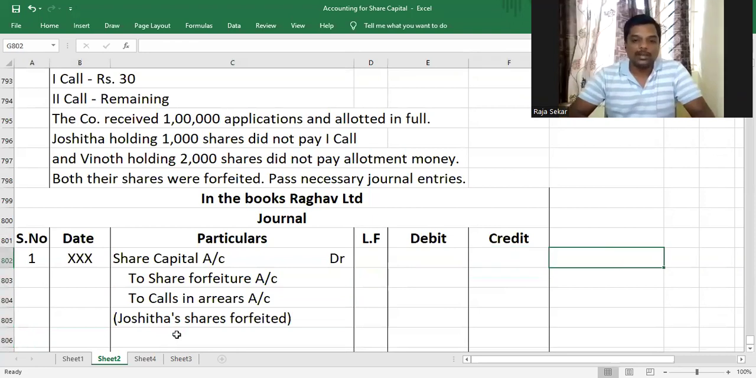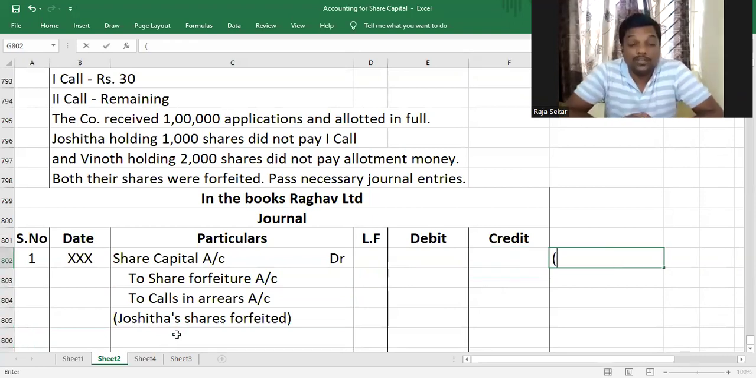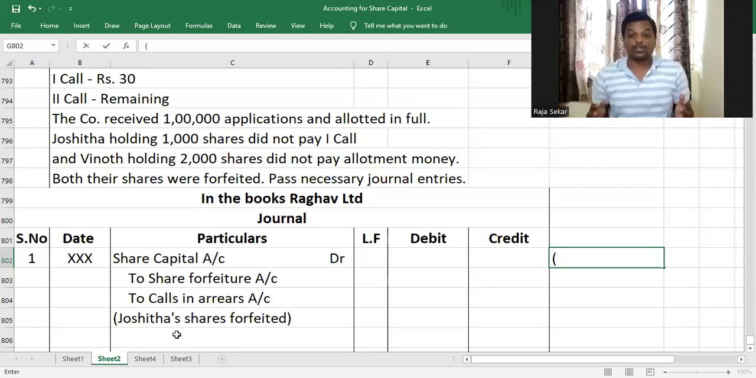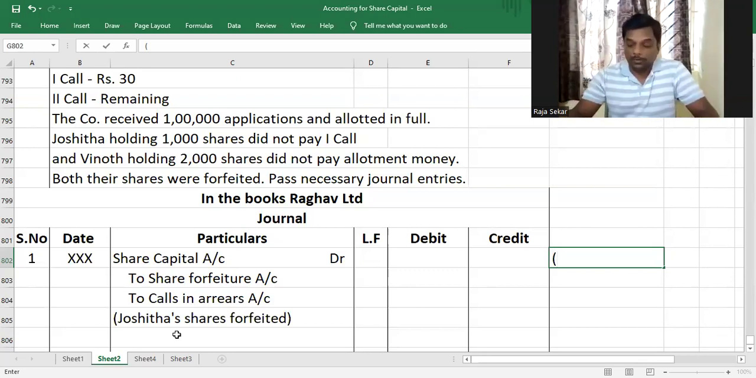So what amount will share capital account be debited with? It is the called up value into number of shares forfeited. Now in this question, they have not told when Joshita's shares were forfeited or when Vinod's shares were forfeited. You got to assume that they were forfeited after making all the calls. So the called up value on the shares would be the full face value of the shares, because they made all the calls. Am I right or not, my dear children?